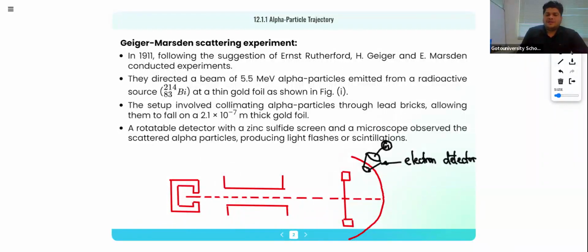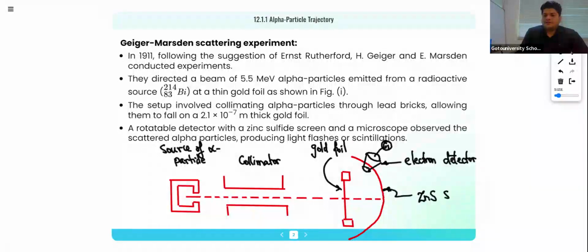Okay, what is this? This is the source of alpha particles. What is this? This is the collimator. What is this? Gold foil. And what is this? Zinc sulfide screen. Okay, then what? From the source of alpha particles a beam of alpha particles was emitted. To make sure that the beam will move straight ahead, we will attach a collimator which will make sure that the alpha particles will be in a straight line.